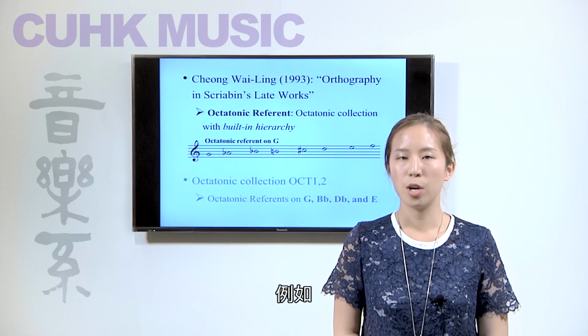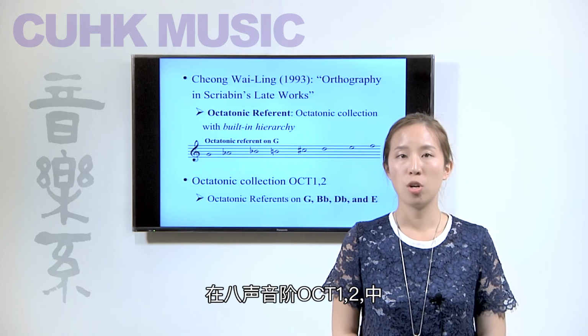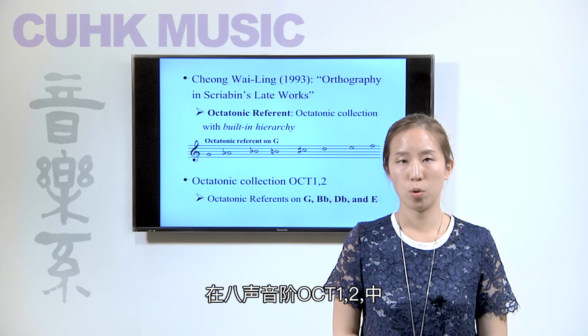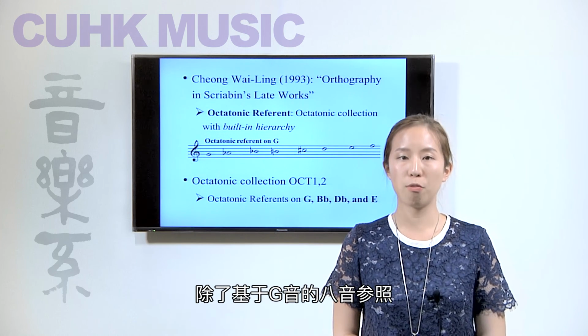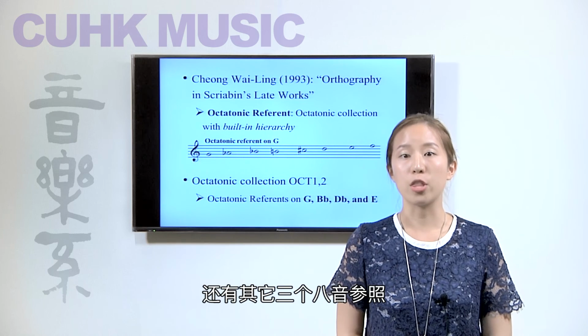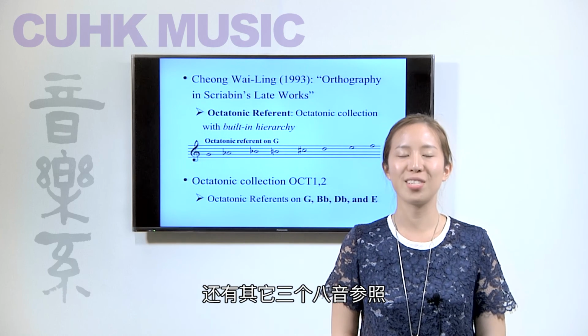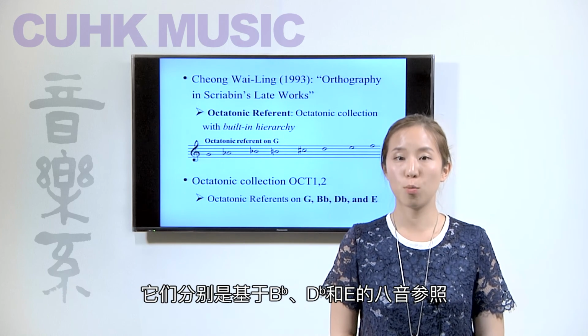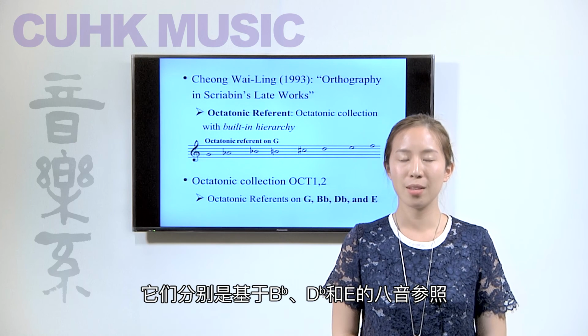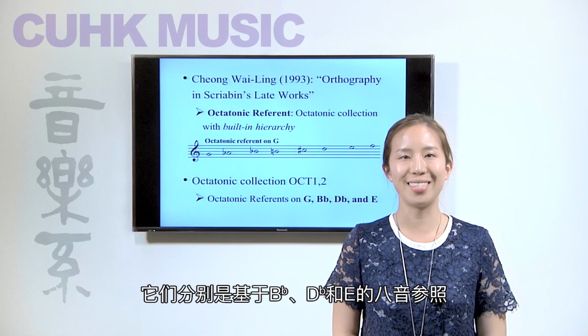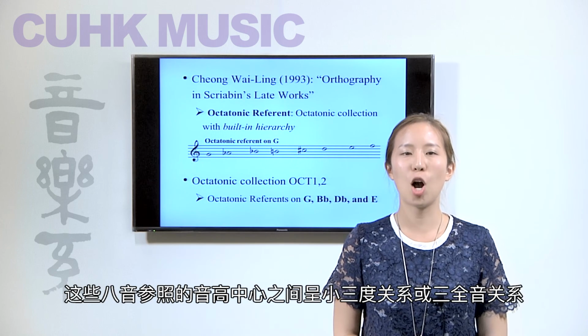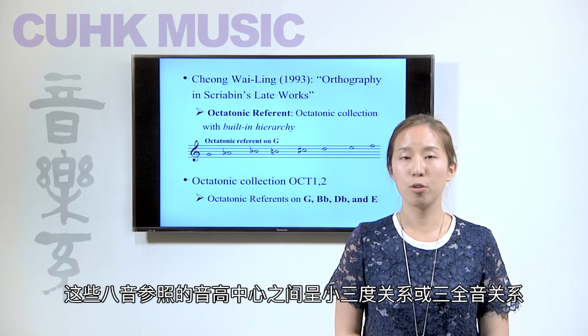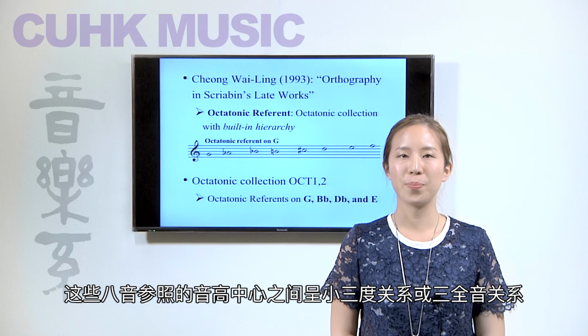For example, within the octatonic collection, Oct 1, 2, apart from the octatonic referent on G, there are 3 other octatonic referents. They are the octatonic referent on B flat, the octatonic referent on D flat, and the octatonic referent on E. The pitch centers of these octatonic referents are a minor third or a tritone apart.